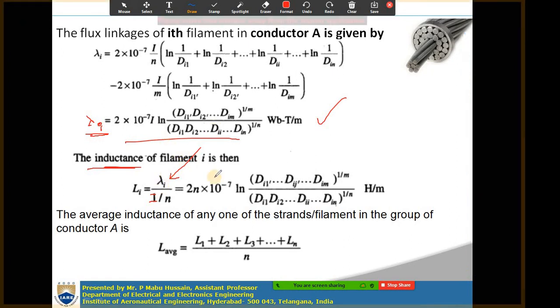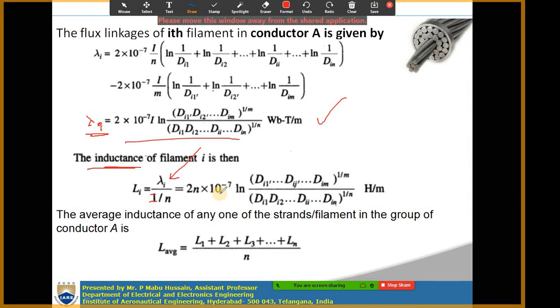So, then this total term, this n goes to the upside. So, 2n into 10 power minus 7 ln di1 dash up to dim whole to the power of 1 by n, and in the denominator di1 di2 up to din whole to the power of 1 by n you will get here. Okay. So, then after that, this is the inductance of one strand.